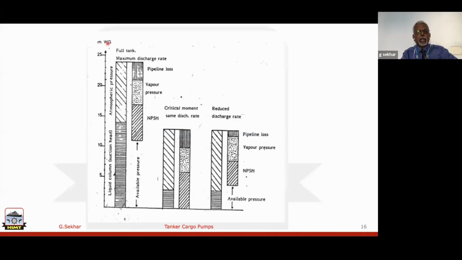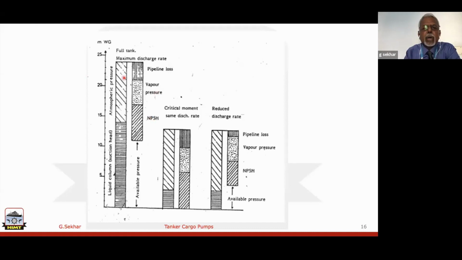So here, the tank is full, maximum discharge rate. What are the factors we considered? Atmospheric pressure, and then the liquid column. This is your suction head. This is how much liquid you have, plus atmospheric pressure. Of course, IG pressure is not separately shown here. IG pressure, I told you the trim also helps you. Whereas on this side you have pipeline losses, vapor pressure, and the required NPSH.